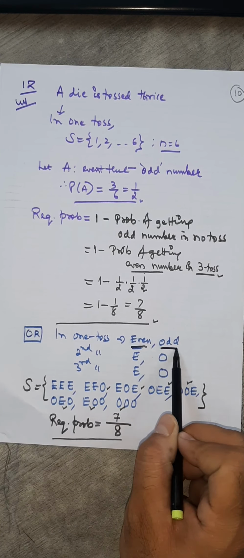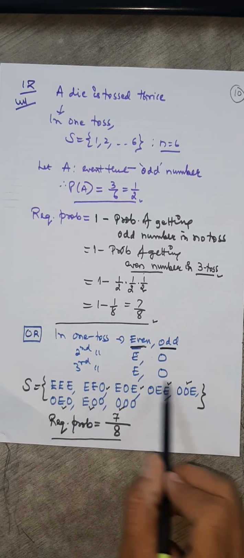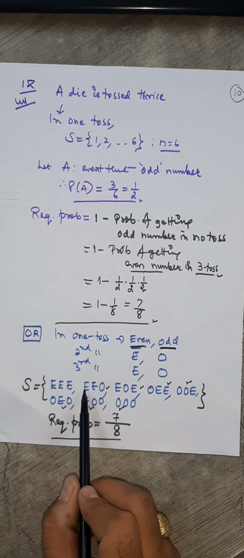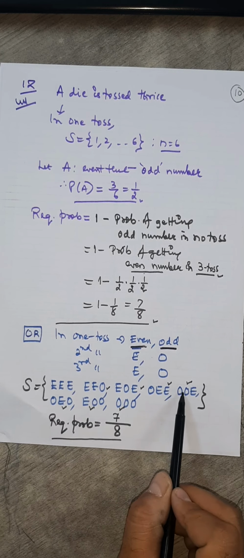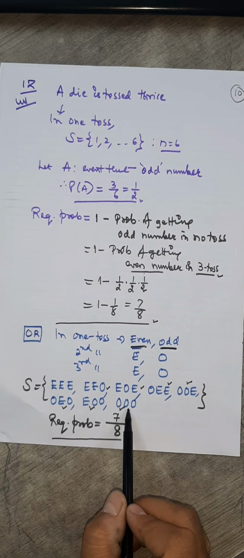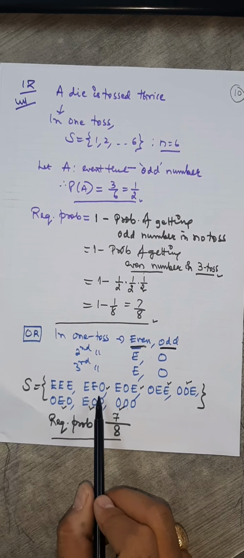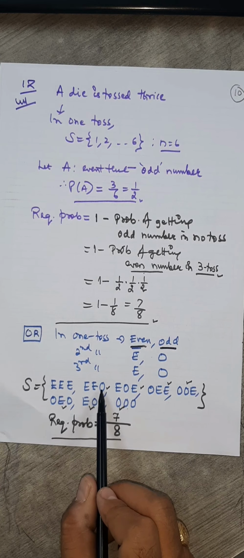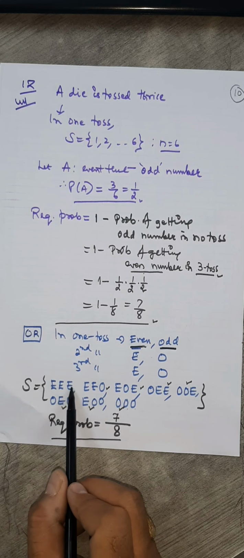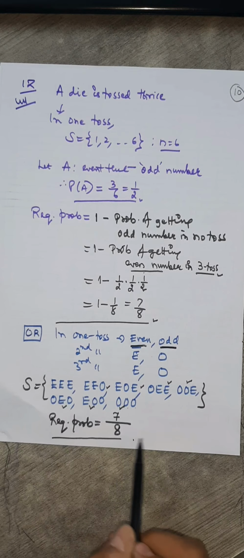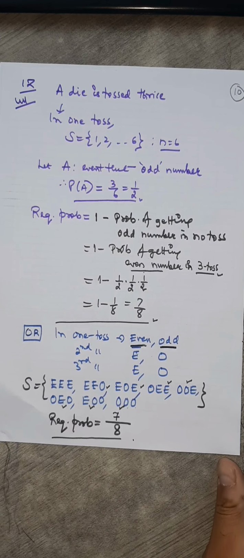Each trial I have considered as even and odd. And then I took the cross product. All are even, even, even, odd, even, and so on. Here 1 time odd number, here 2 times odd number, and here all 3 are odd numbers. At least 1 odd, so the number of odd should be 1 or more than 1, so up to 3. This is the only one possibility where all are even numbers. So 7 by 8. This is another way of answering the same question.